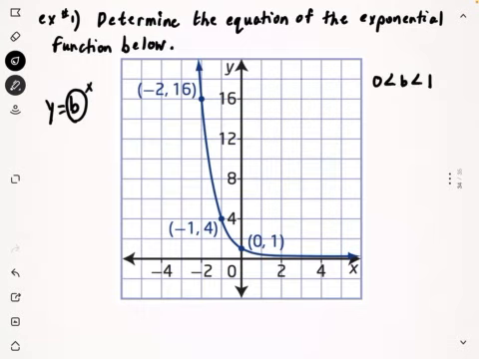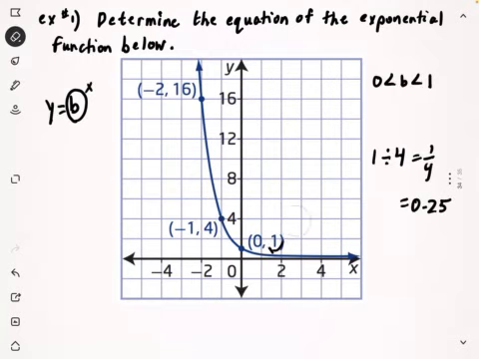All right, well, one thing you can do is look at consecutive y values. So I can look at these two y values right here, and I can take any y value and divide by the previous one to the left. So I can go 1 divided by 4, and I can write that as 1 over 4, or I can write it as a decimal as 0.25.